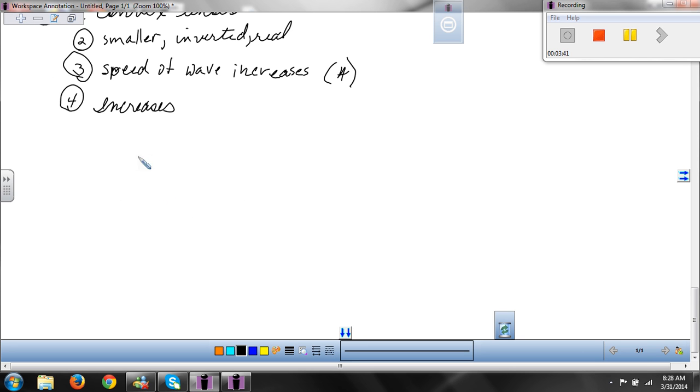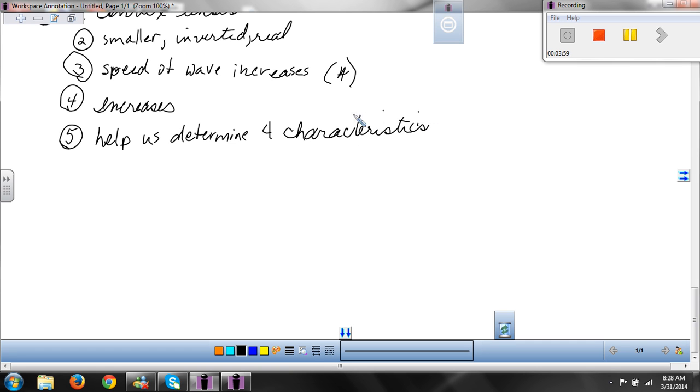Okay, the 5th one says why are ray diagrams useful? They help us determine four characteristics of an image. And that way, if we know how to do a ray diagram, we don't sit around and memorize things. We can figure it out first.